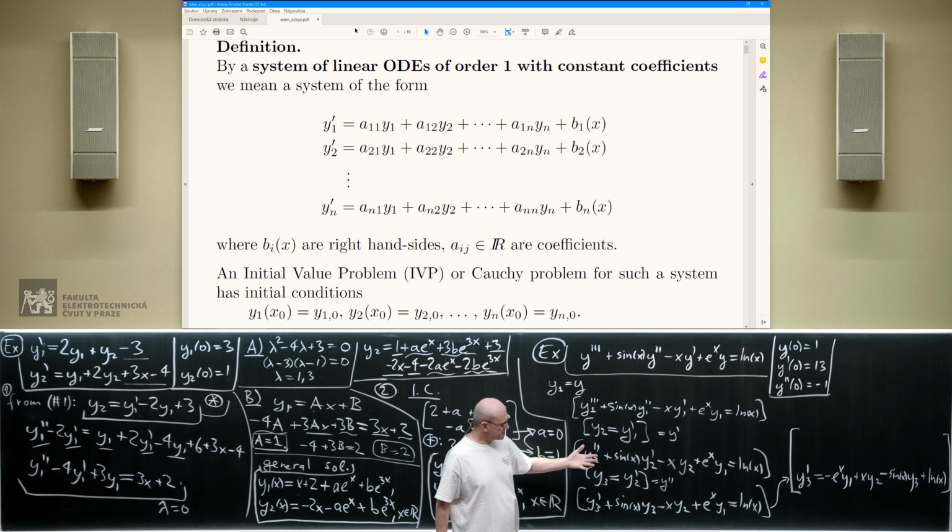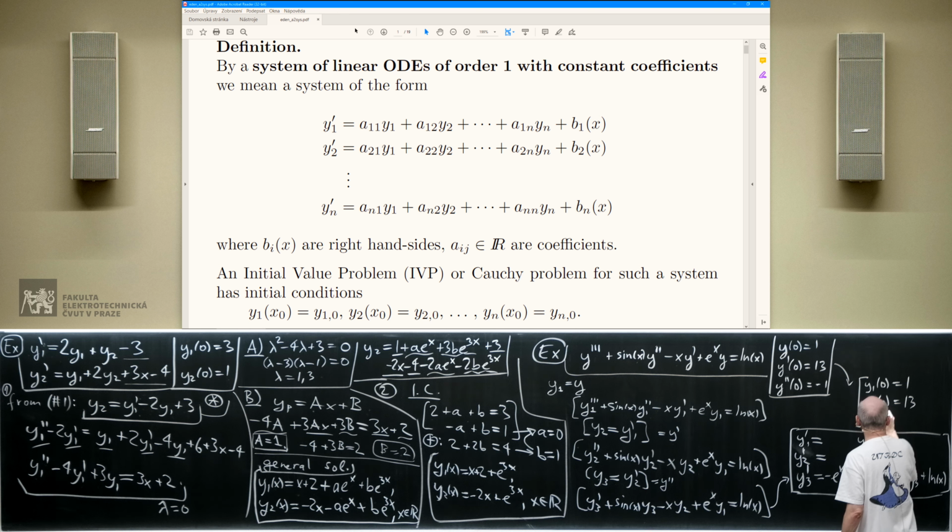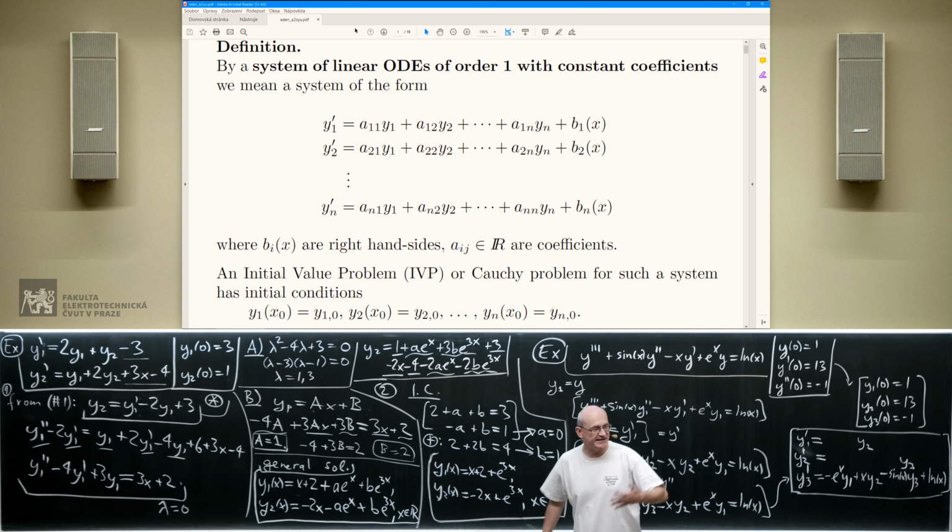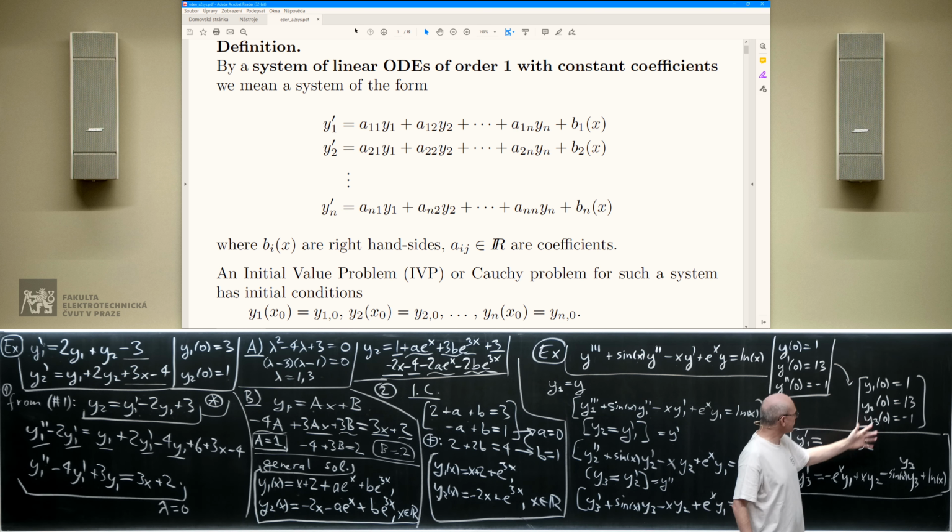If I don't have just equation, but I also have initial conditions for the original equation, I transform them to equations with respect to y1, y2, and y3, and that's exactly where this part comes in. Y at 0 should be 1, y is y1. y1 at 0 should be 1. The derivative is actually y2, so y2 at 0 should be 13, and the second derivative is y3. y3 at 0 should be negative 1. And we get exactly the right type of initial conditions for a system.